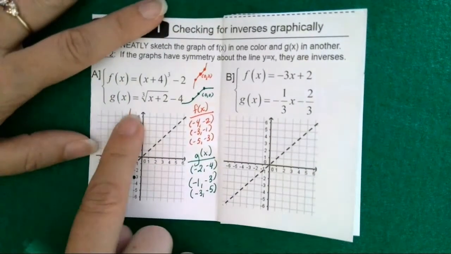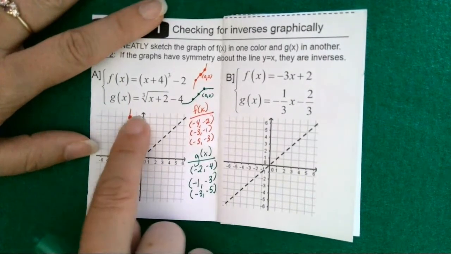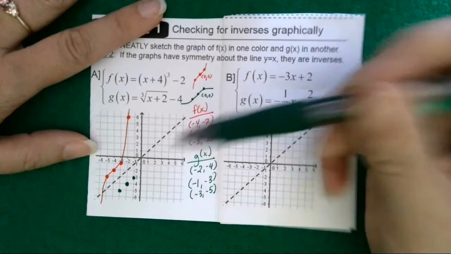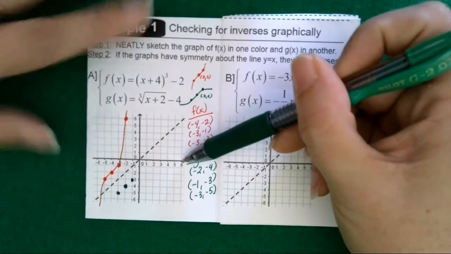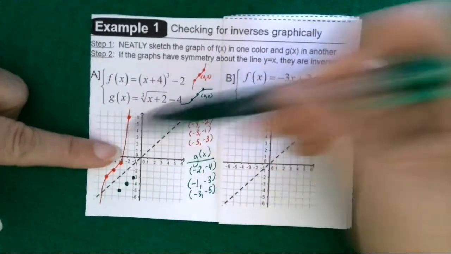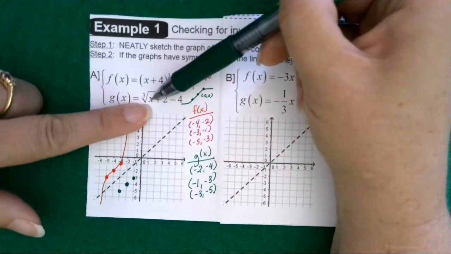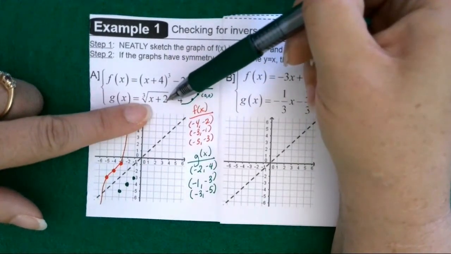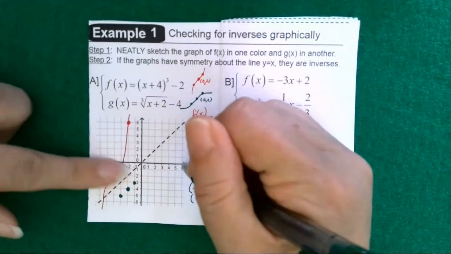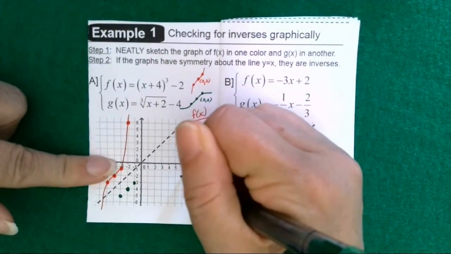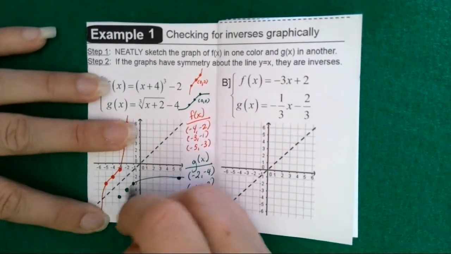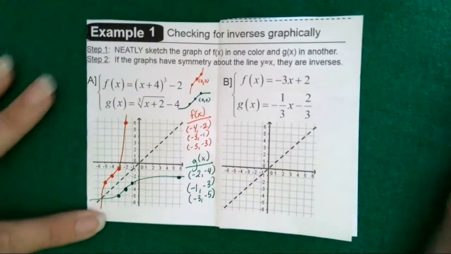So if I had the point (-2, 6) on my f of x, then if these are inverses, when I put 6 into my g of x, I should get back -2. So let's try that. If I put in 6 for x, 6 plus 2 is 8. The cube root of 8 is 2, minus 4 is -2. So this point (6, -2) is on this graph, and then I can go ahead and sketch that curve.